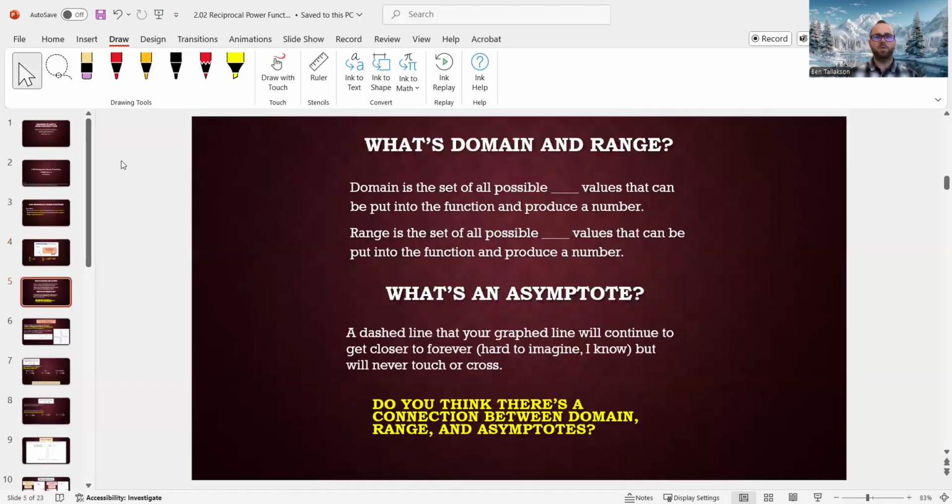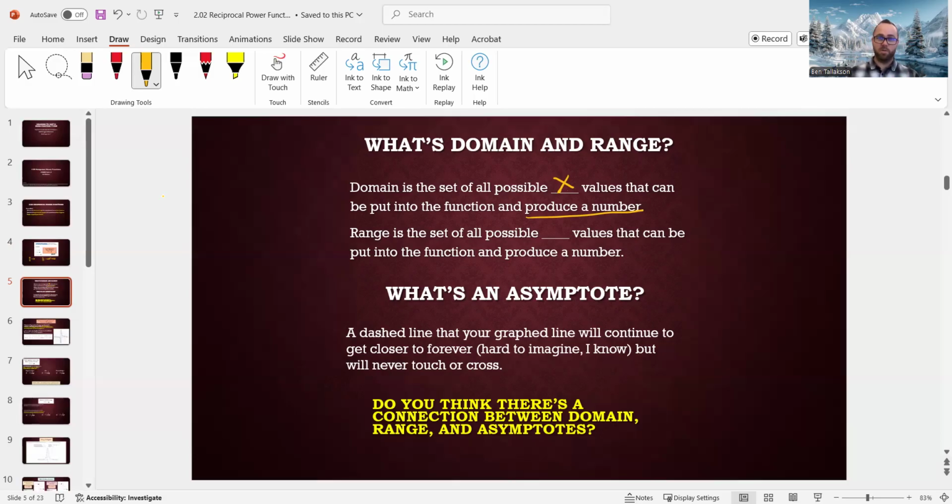So let's review a bit about domain and range. That was part of our goals for today. Domain is a set of all possible x values that can be put into the function and produce a number. This is all the possible x values. So what this is really saying is if you can put a negative number in and get a number out, then negative numbers are part of the domain.